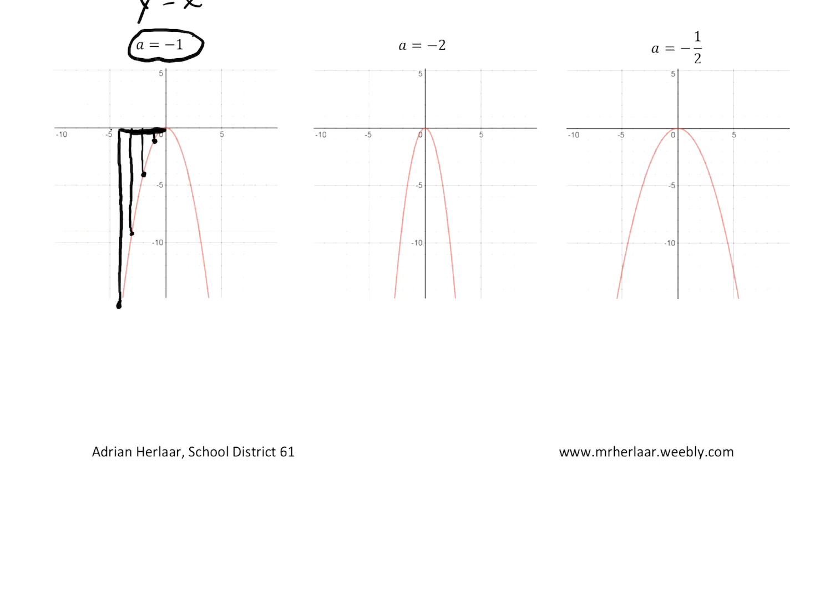Same pattern. Now here a is -2. So you're going to be flipped into the negatives and you're going to be stretched. Instead of over 1 up 1, it's over 1 down 2. Over 2, instead of down 4, we're going down 8. Instead of over 3 and up 9, it's down 9 times -2 to -18, right? You're going to be like way down here.